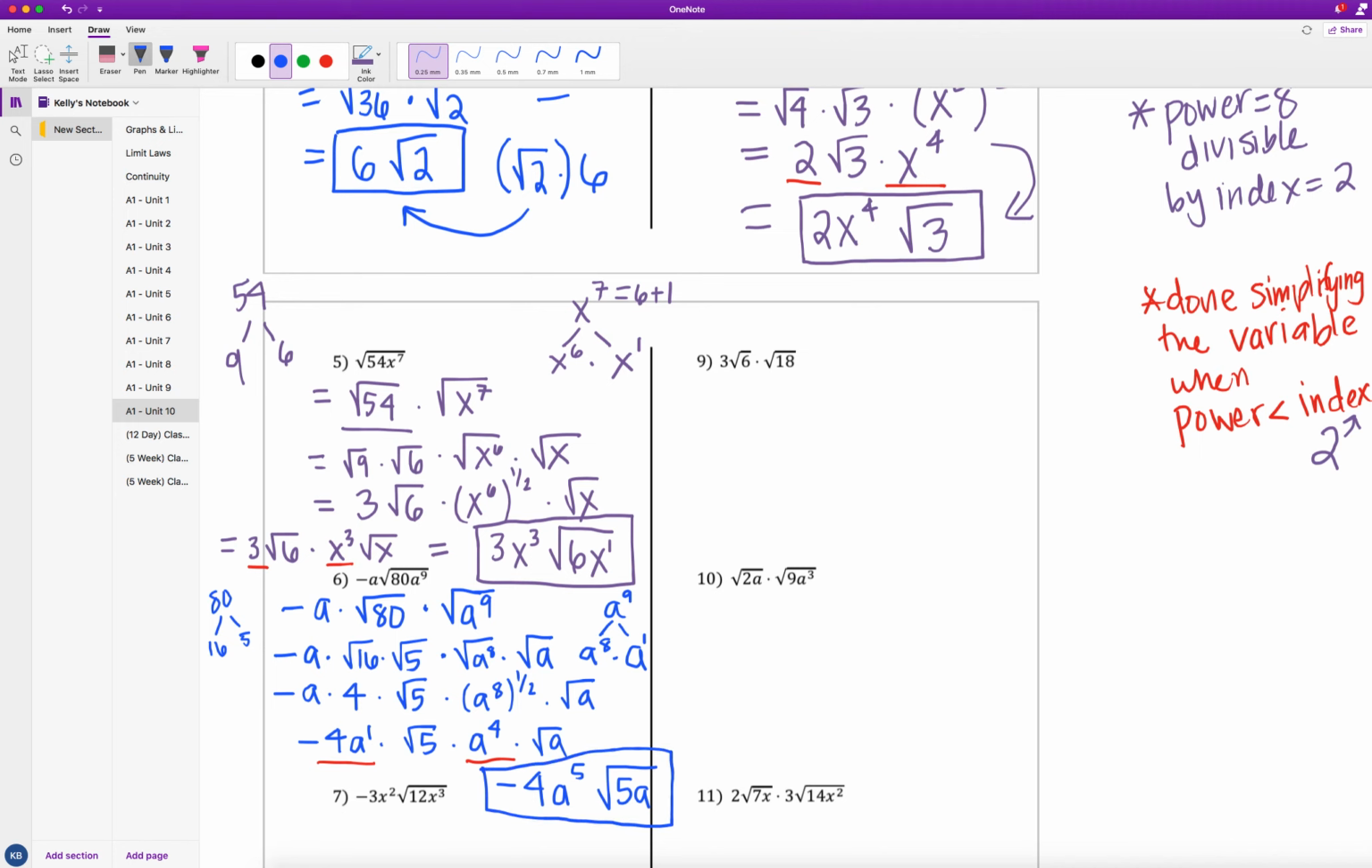And again, we know we simplified it far enough because the square root of 5 is a prime number, so it can't simplify down any further. And then our exponent here, or our power on a, is 1, and that is less than our index of 2.